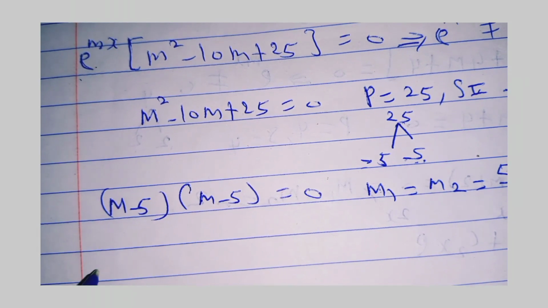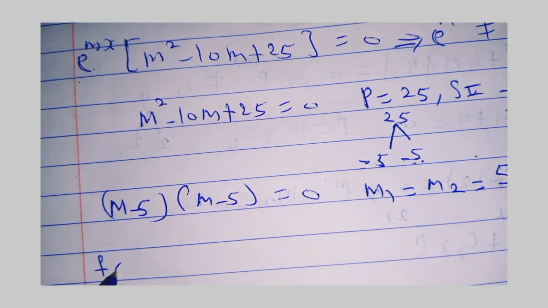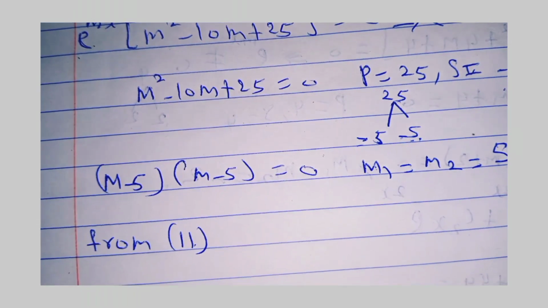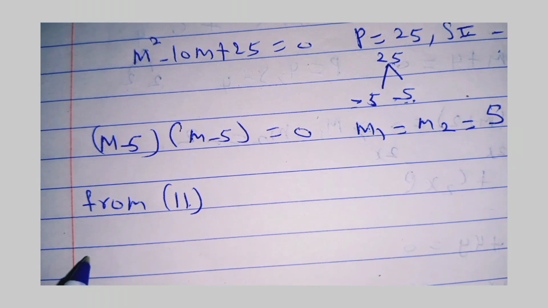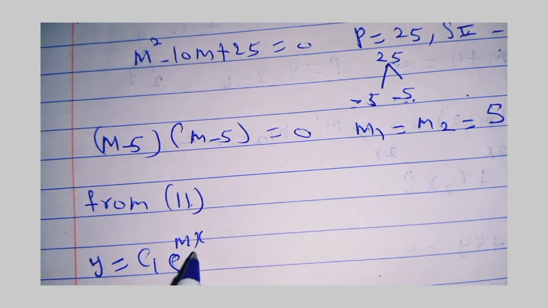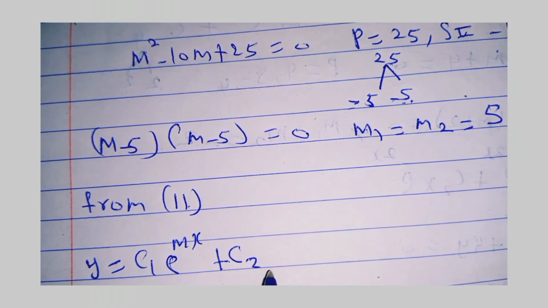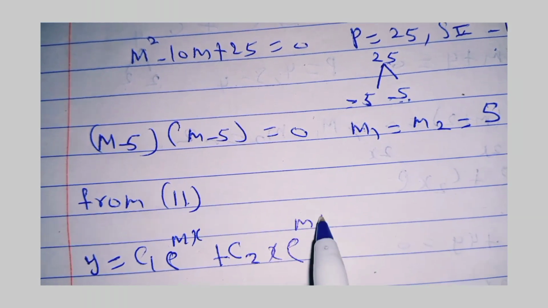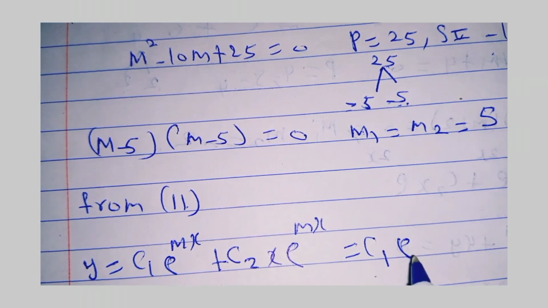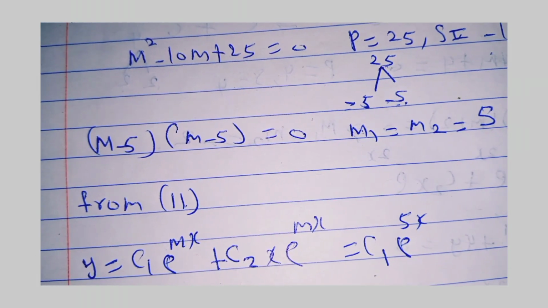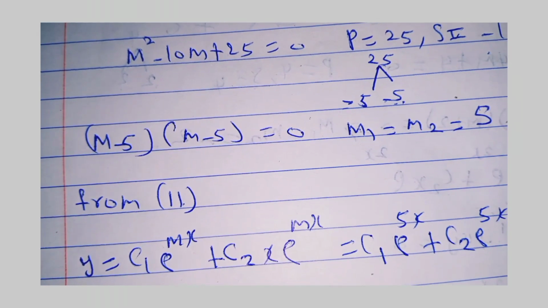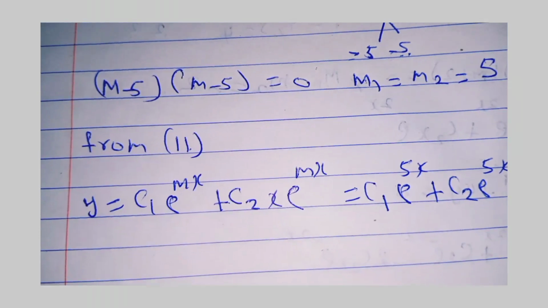Now, from our equation 2, we have y is equal to c1 exponential mx plus c2x exponential mx. So we substitute the value of m, which is 5, to get c1 exponential 5x plus c2x exponential 5x. So that is what we have.